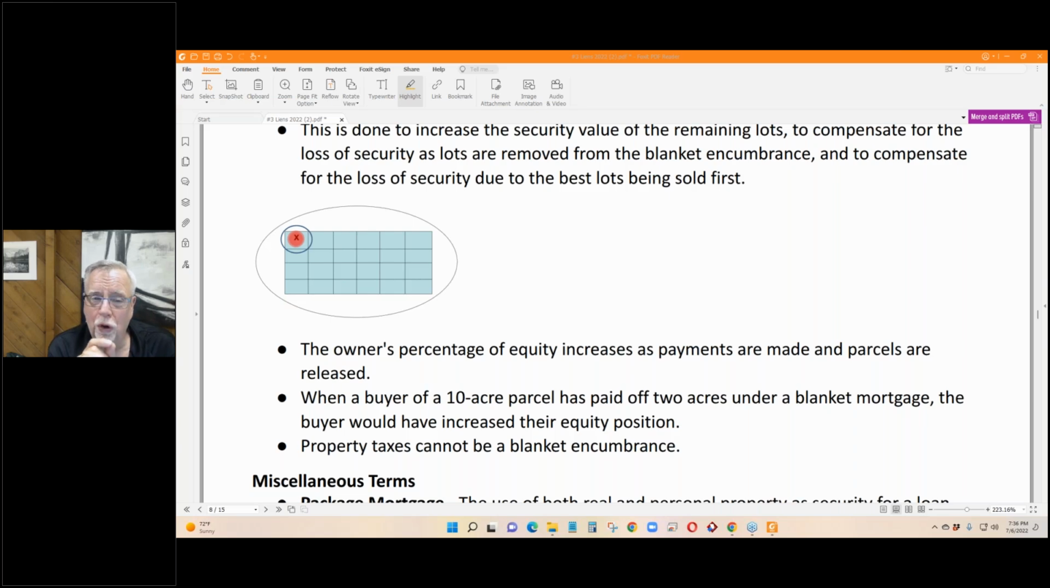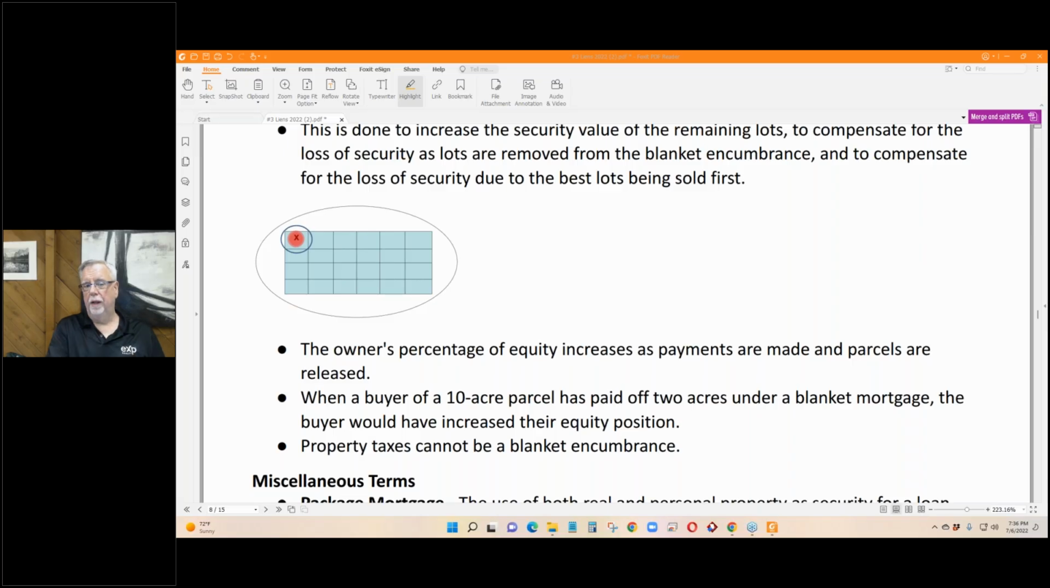So in order for you to get a loan to buy that property, we're going to have to make a hole in the blanket, right? There's going to have to be a hole made in the blanket. And the way you make a hole in the blanket is through that partial release clause, which would release that property from the blanket encumbrance.